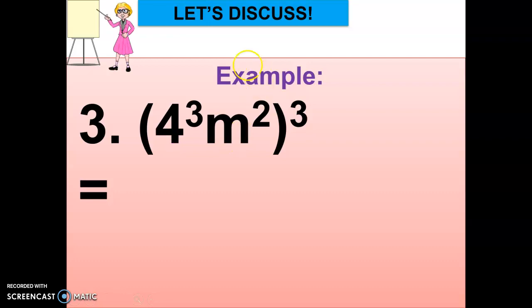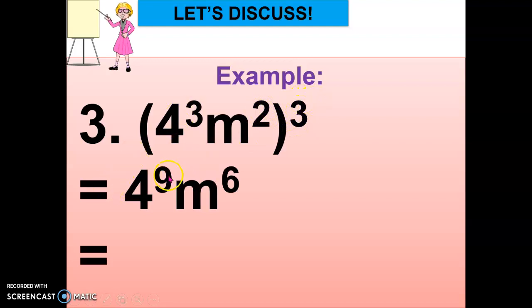So, multiply natin. 4 raised to 3, so 3 times 3, and then 2 times 3. So, 4 times 3 is 9, kaya naging 4 raised to 9. And then, 2 times 3 is 6. Pero, hindi pa po ito ang final na sagot kasi kailangan natin i-evaluate si 4 raised to 9. So, ibig sabihin nito, i-multiply natin ng siyam na beses si 4 sa kanyang sarili.